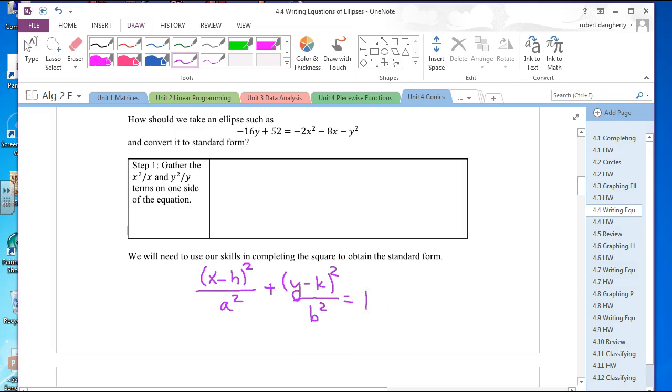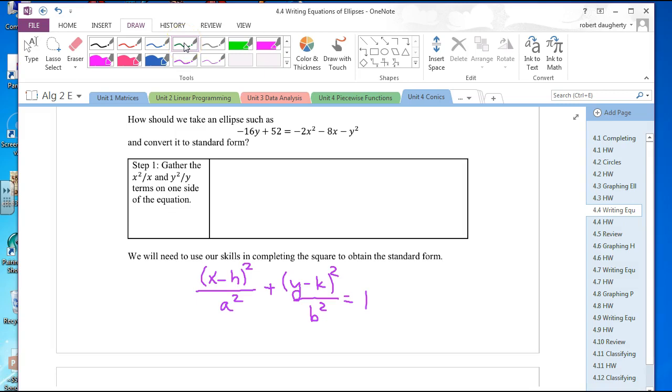So what do we have to do to make that happen? What skill did we learn on day 1 of the unit? This is a what? The 2. That's a square. I need something to be a perfect square. How do I take something that's not a perfect square and make it into a perfect square? It's just completing the square, the skill we'll need for that.